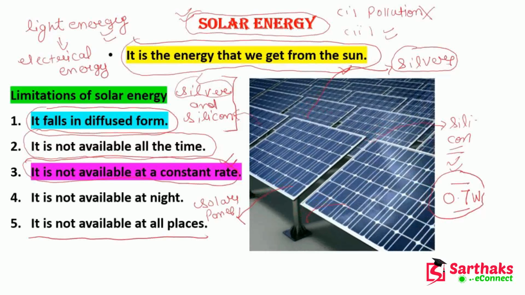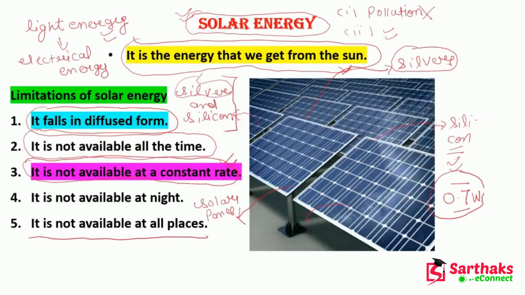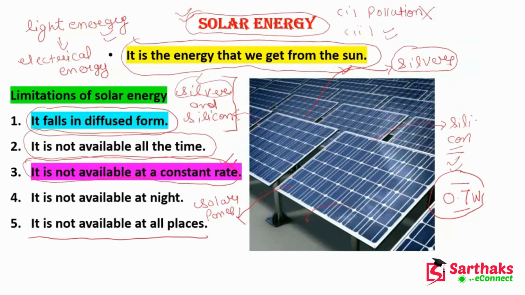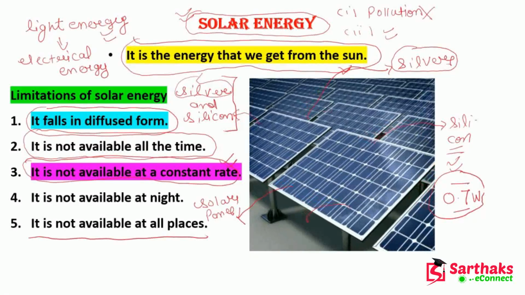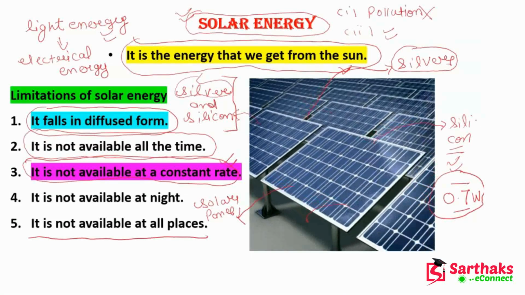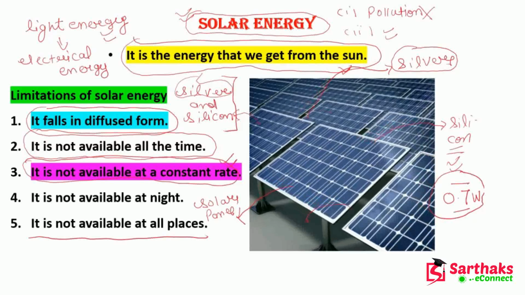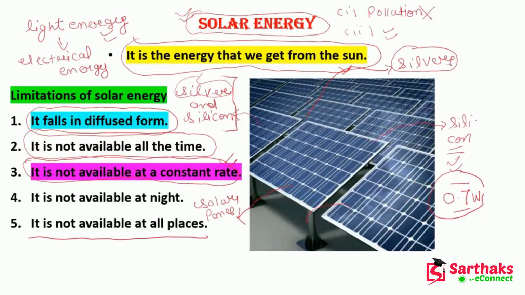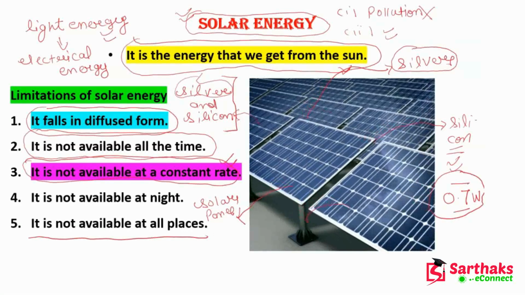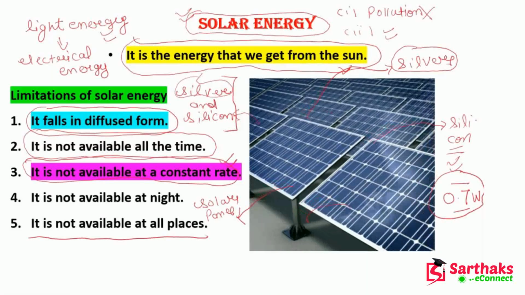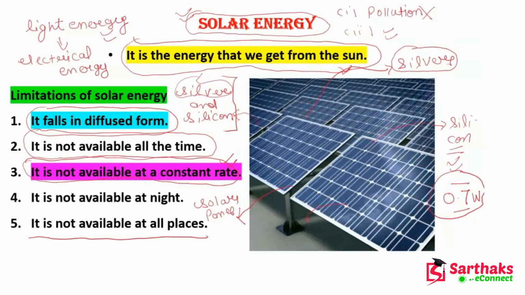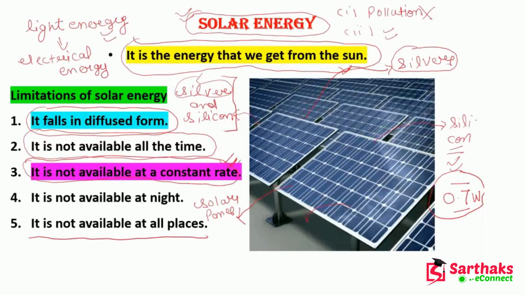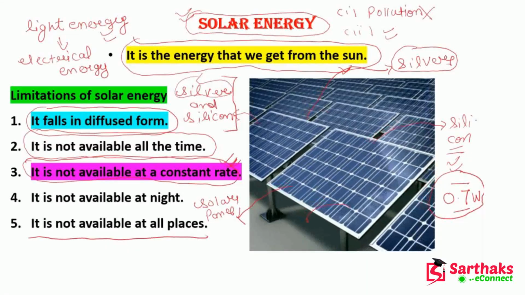Now we have also seen some of the other disadvantages. Let's suppose the first disadvantage is that it falls in diffuse form. Second, it is not available all the time. At night time there is no sunshine, so that's why we cannot use it at night time. And the third disadvantage is that it is not available at a constant rate, because it is dependent on sun rays, sunshine. So that's why sun rays are not constant all the time, and we do not get electricity at a constant rate.